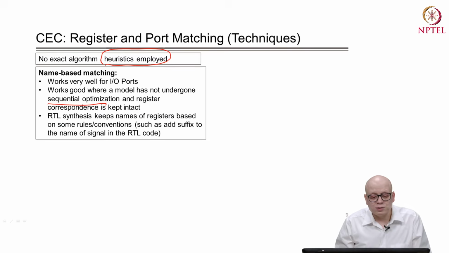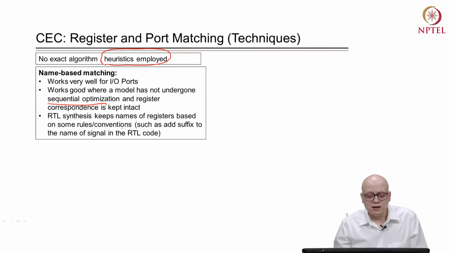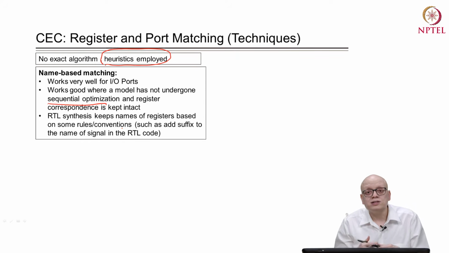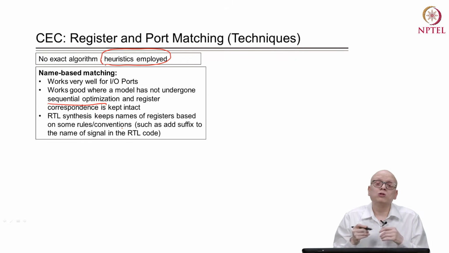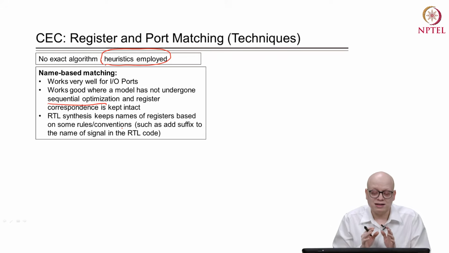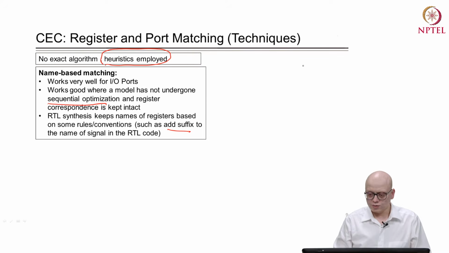And why does it work? Because RTL synthesis keeps names of registers based on some rules or conventions, okay. So, it does not give arbitrary names to the instances of the flip flops and state elements. Typically, the logic synthesis tool follows some conventions or rules in giving names to these flip flop instances. For example, it can add a suffix to the name of the signals in the RTL code.